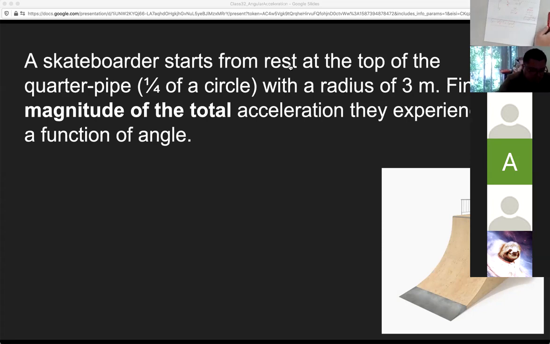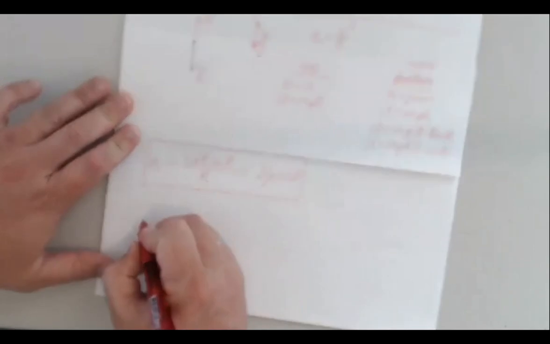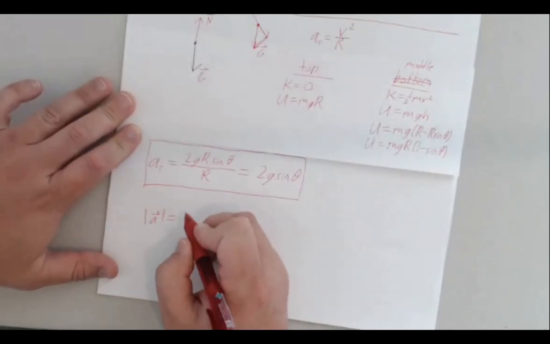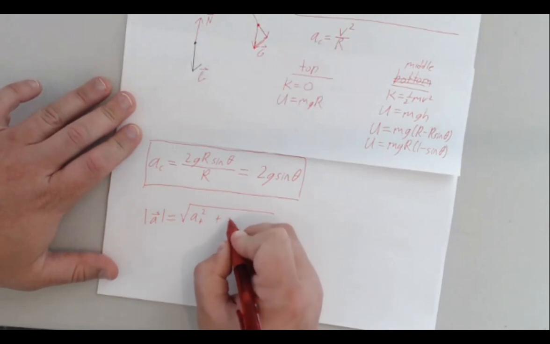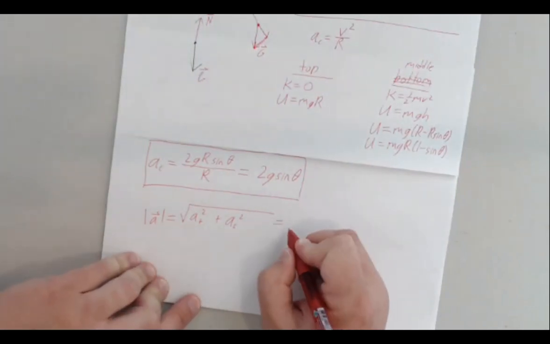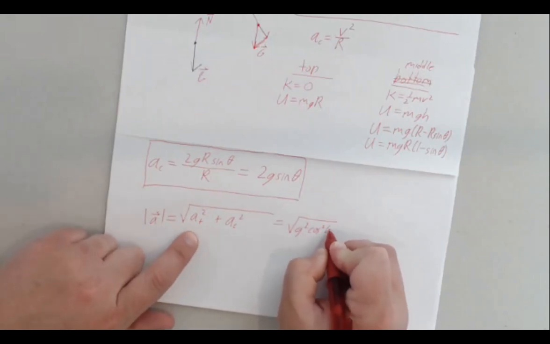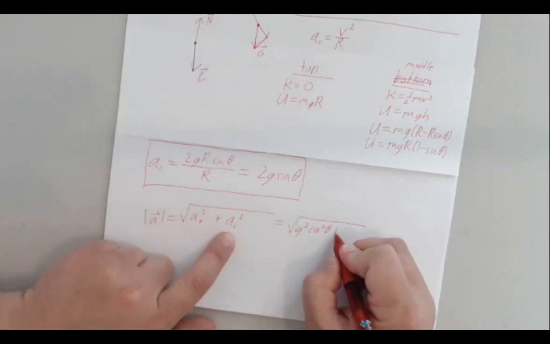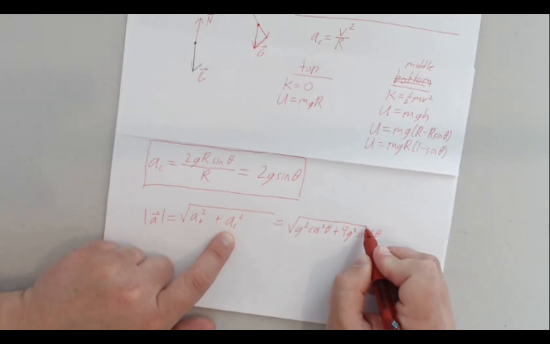So if I square the components, let me come back over to my document camera here. My magnitude of my acceleration vector is just the square root of the tangential component squared plus the centripetal component squared, which, if I plug in my values, is the square root of my tangential component squared, which is just g squared cosine squared theta, plus my centripetal, which is 4g squared sine squared theta.